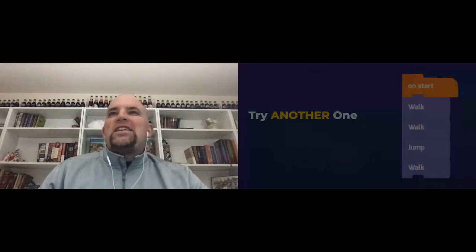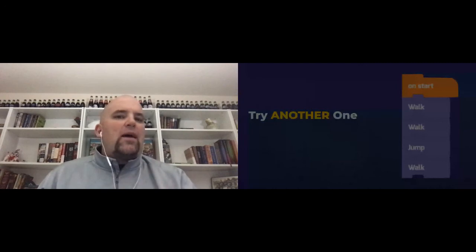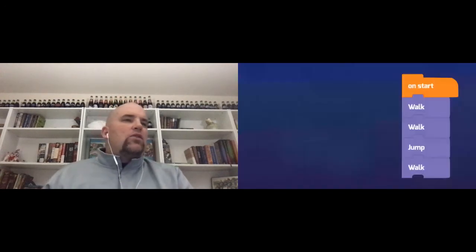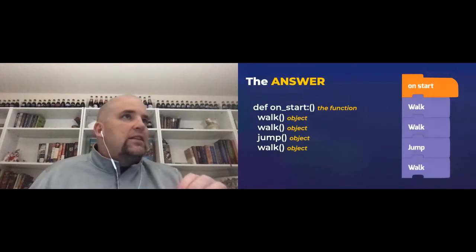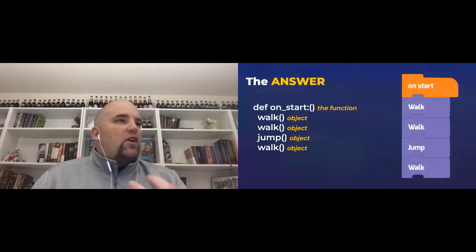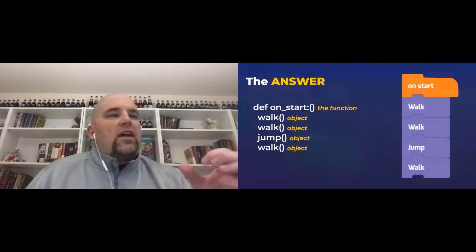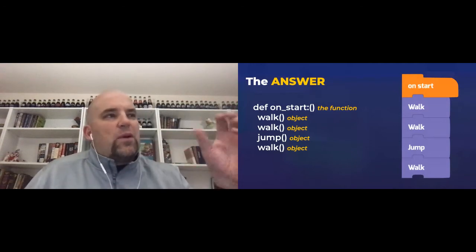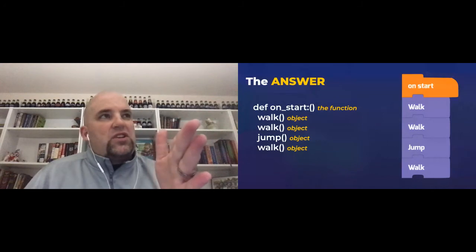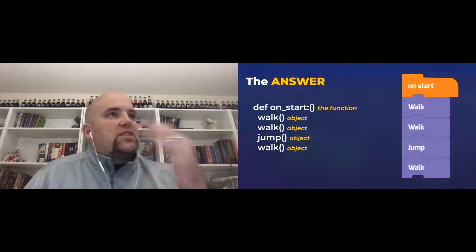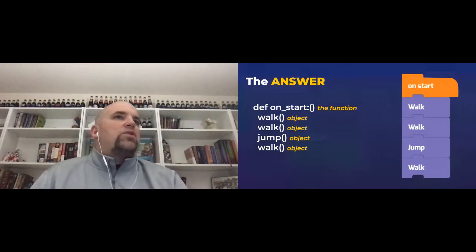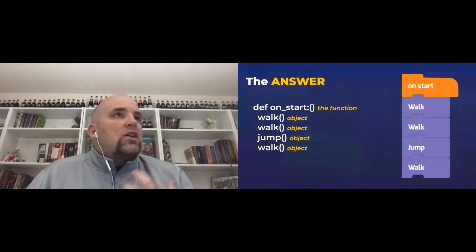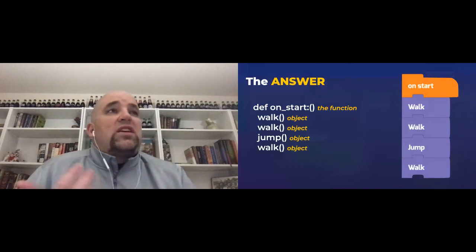All right, so I guess we'll show you what it actually looks like. When you look at the Python here, again, it's that function. So you have that def on start function, that colon and the parentheses. And then you have to have that indentation with def, because those functions are underneath it. So it's that walk block with the parentheses, that walk block with the parentheses, jump and walk. So you're moving kids and transitioning them to that.